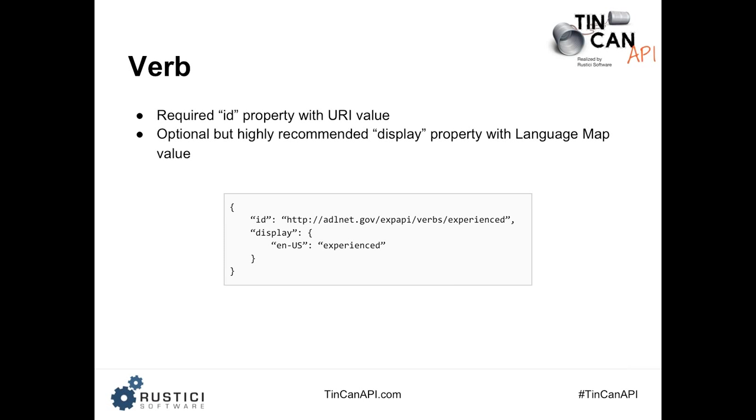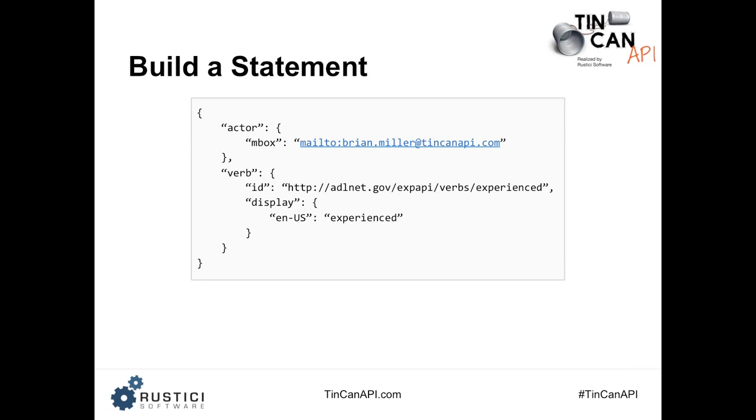A verb object, then, is what we store in a verb property, and it has a required ID property. And why I mentioned IRIs and URIs before is, for instance, the verb ID is a URI value. Along with that ID, we have an optional but highly recommended display property with a language map value. So at the bottom of this slide, I've included the verb for ADL's experienced verb, along with a display language map with US English experienced for using in human readable situations. The spec says that there should be a display, so while it's optional, it should be best practice to always include it.